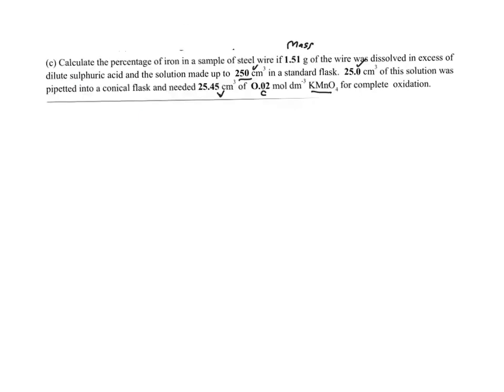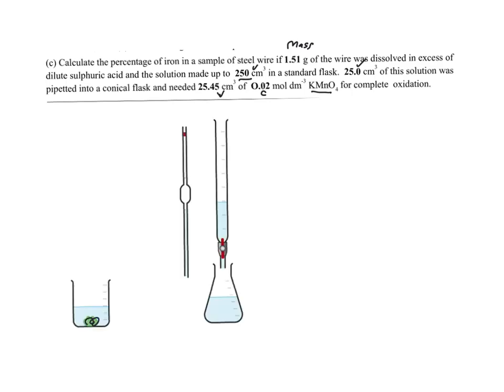Now, let's look at part C. And part C requires something called storyboarding. So it's always a good idea to know the apparatus that you're working with. So what we've got is 1.51 grams of steel wire. Now, steel wire is impure iron. We do not know the exact mass of iron in the steel wire because it's impure.